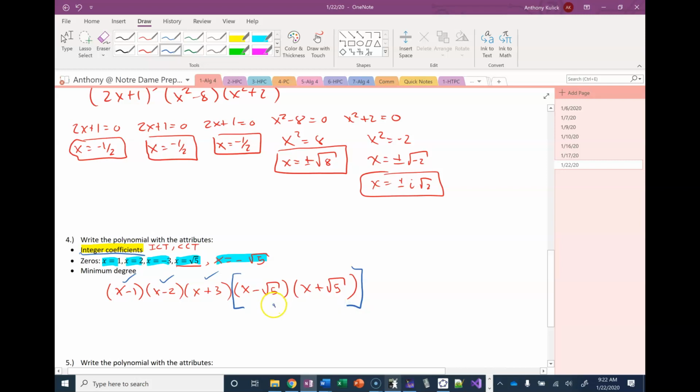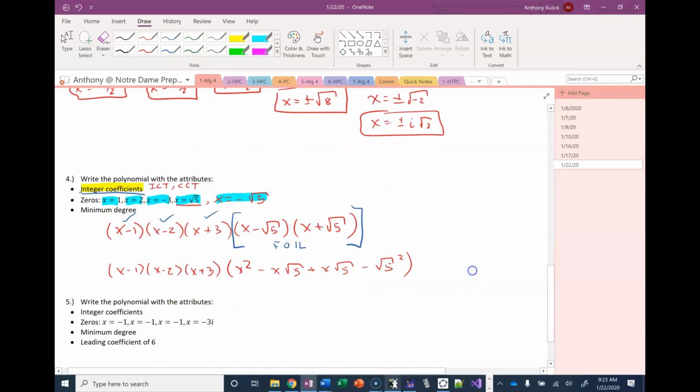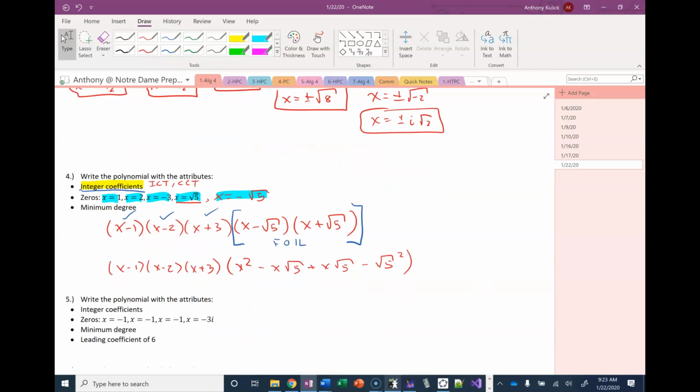So to fix this, I'm going to take this conjugate pair and multiply those two things together. So I'm just going to FOIL that out. When I do that, I get x squared minus x square root 5 plus x square root 5 minus the square root of 5 squared. Notice that when I combine the like terms, I have x root 5 and negative x root 5. When I combine those together, they cancel out and give me 0, right?